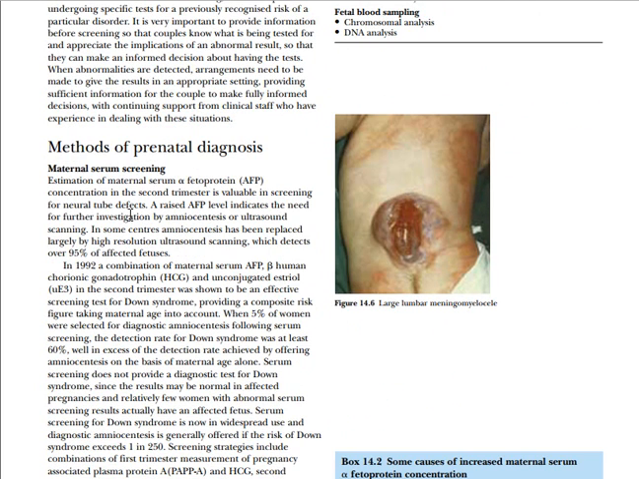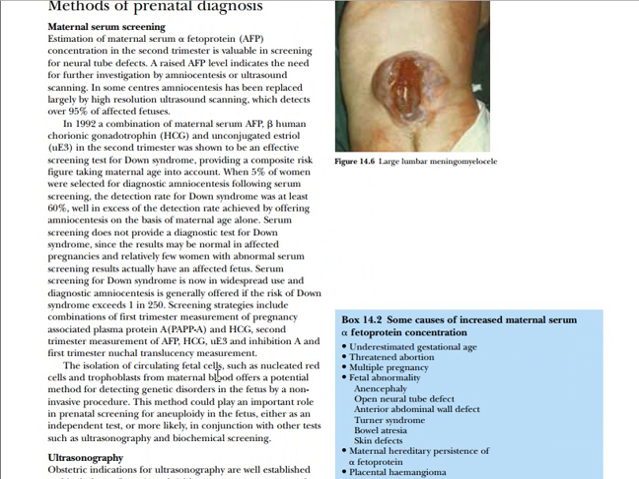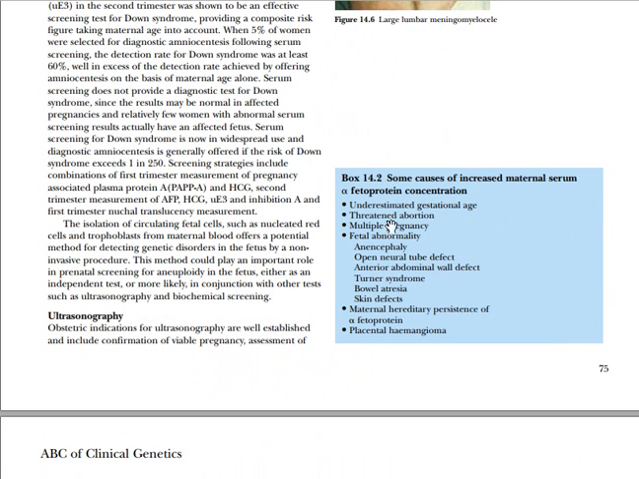Now, what are the methods of prenatal diagnosis? We start first with maternal serum screening. Is it clear? So you can use maternal serum screening to find alpha fetoprotein. You can find the beta human chorionic gonadotropin. You can find the estriol. The levels can be high or the levels can be low. So these are some causes of increased maternal serum alpha fetoprotein. You have underestimated gestational age. When the gestational age is thought to be low, with underestimated gestational age, alpha fetoprotein is going to be high. You have threatened abortion.